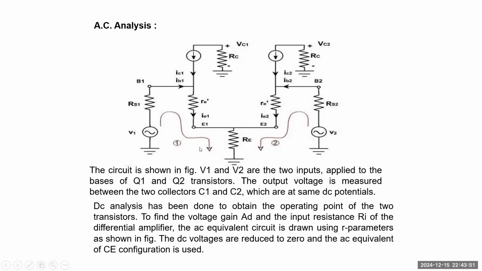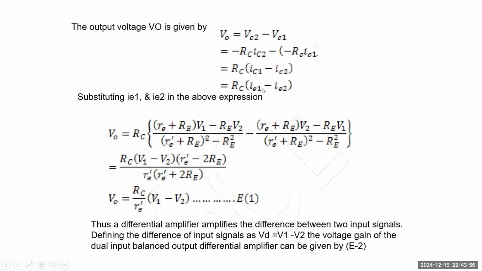Applying KVL to both the half sections, we get the currents IE1 and IE2, and we substitute the values of IE1 and IE2 in the expression of output voltage, and we get the final output voltage V0 equals RC by RE dash into V1 minus V2. Since V1 minus V2 is nothing but the difference of the two input voltages, the voltage gain becomes V0 by VD equals RC by RE dash.